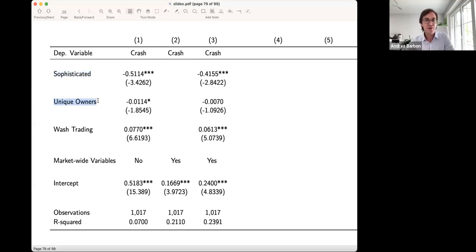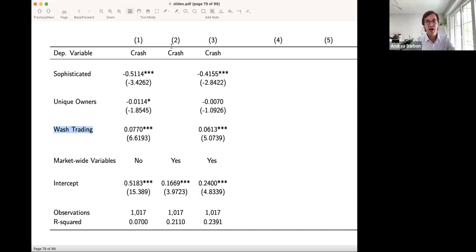The number of unique owners is negatively related to crashes. So if you have more unique owners, it's less likely that you will observe a crash. And finally, wash trading is positively related to the crash probability. That makes sense. If you have more wash trading during the price run-up phase, then it's more likely that the price will collapse afterwards, because that was just fake volume.